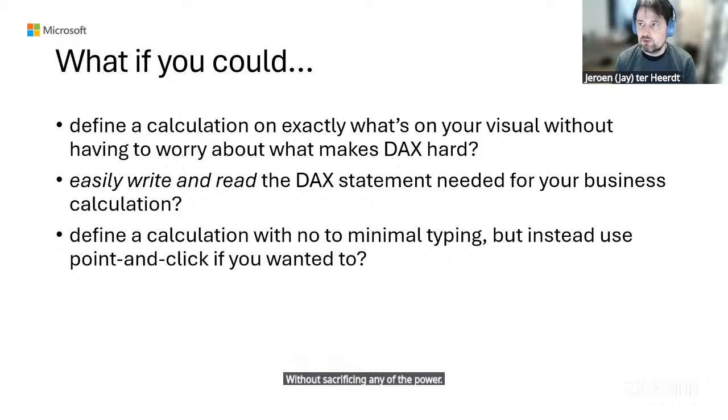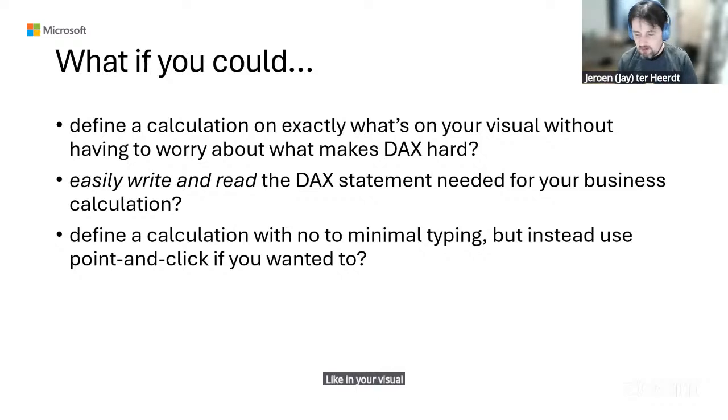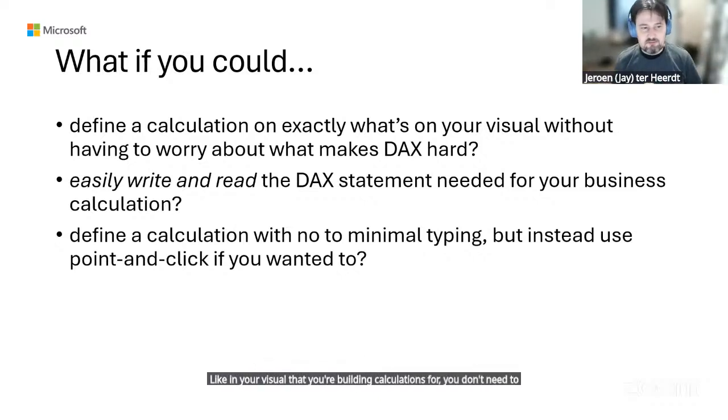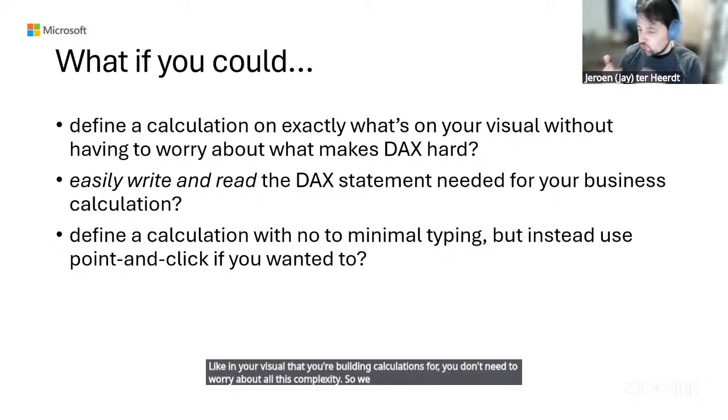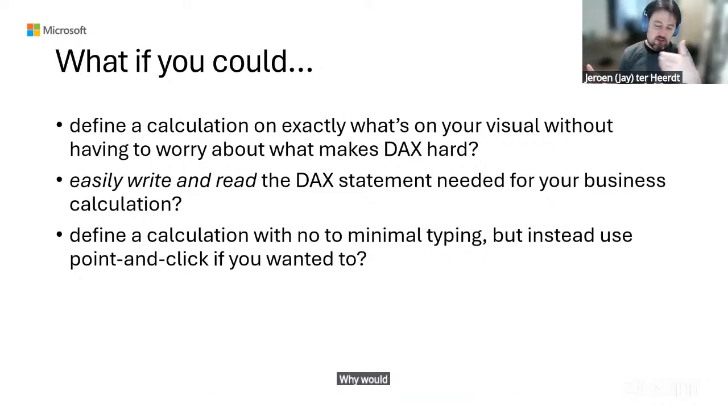What if we could come up with a way that you could hide this filter context for a while and get rid of that, while still having it if you need it, but when you're working with basic calculations in your visual, you don't need to worry about all this complexity. So we basically said, instead of requiring you to do the calculation in the model, where you have to deal with the filter context because it lives in the model, why would we not allow you to do a calculation later in the pipeline?